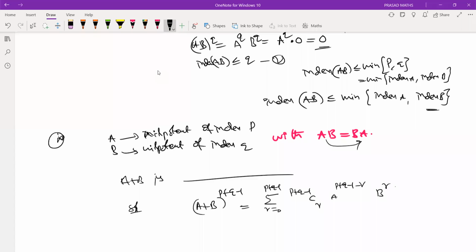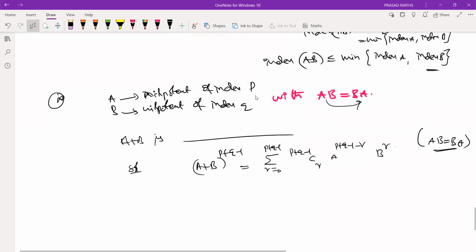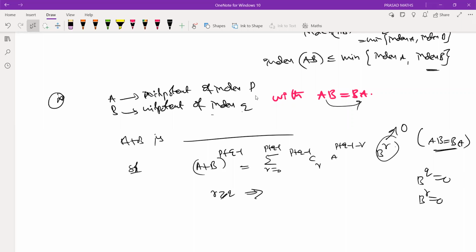Is it clear? Yes. Because ab is equal to ba, whenever this is true, the binomial theorem holds. So what is this actually? Whenever r is bigger than or equal to q, what happens? This b power r nullifies, right? It is zero, because b is a nilpotent matrix of index q, therefore b power q is zero. So any power of b which is bigger than q is always zero.